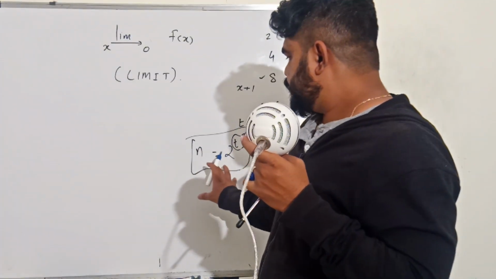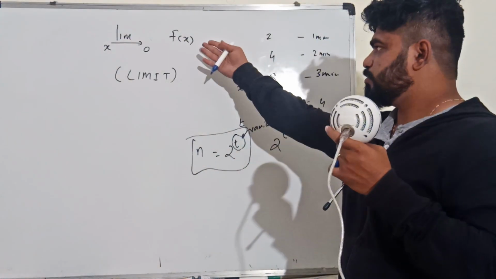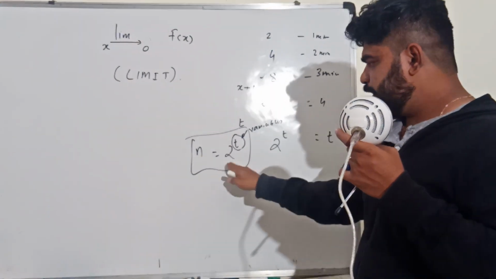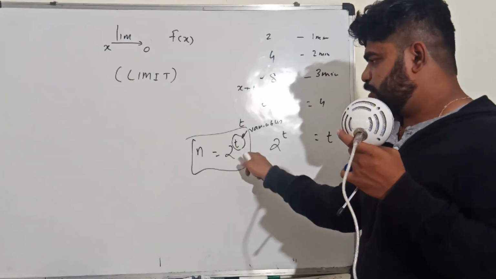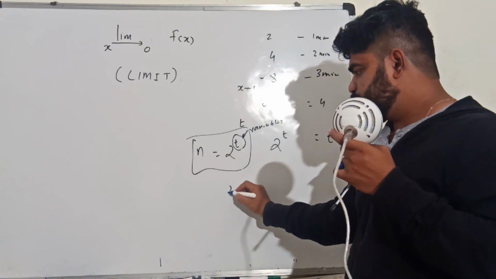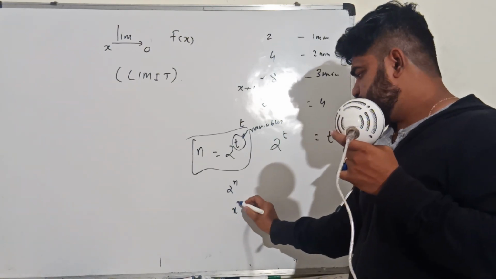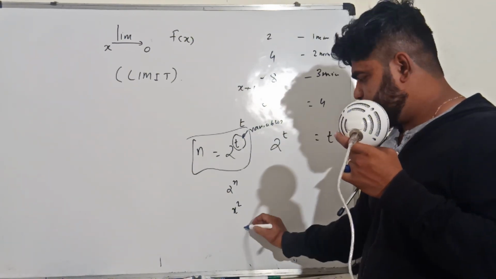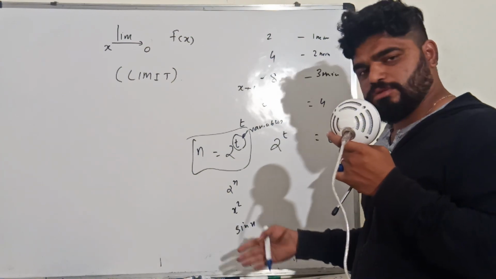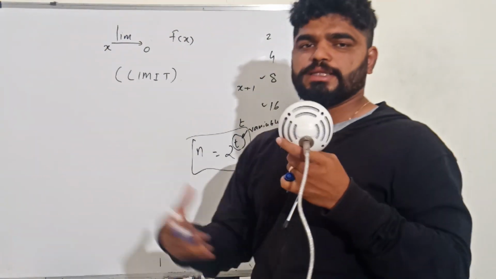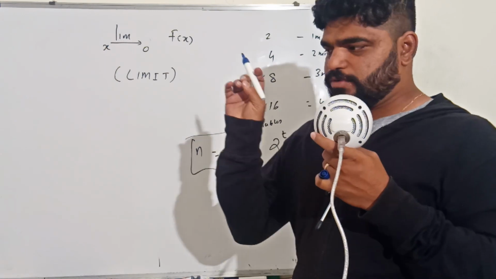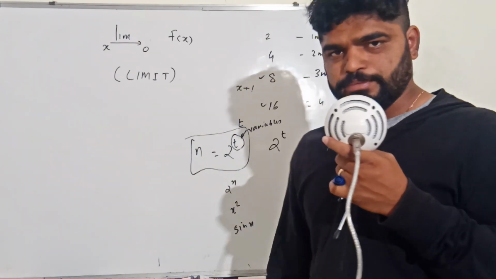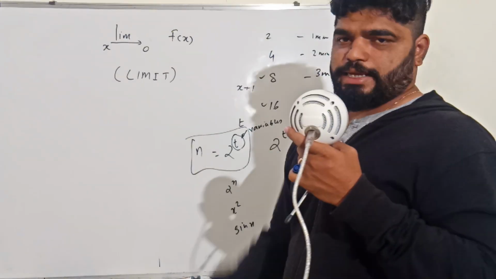In this way we define what function of x is. Function of x means any function in this form. There are many different types of functions: 2 raised to x, x squared, which is known as an algebraic function, and sin x, which is known as a trigonometric function, and so on. For the different functions, if we put in a value of x, we are going to get some value. Functions are basically that.